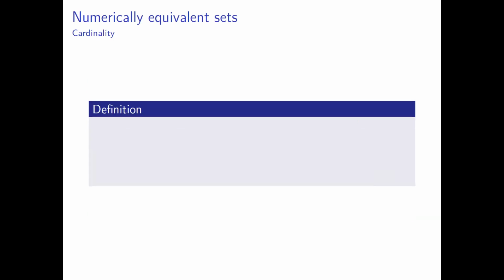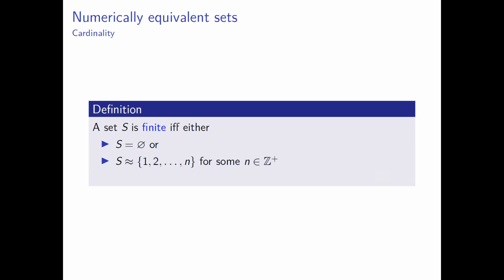We can classify sets into two types depending on their cardinality. A set S is finite if and only if one of the following holds. Either S is the empty set, or S is numerically equivalent to the set of integers from 1 to n for some positive integer n. S is infinite if it is not finite.